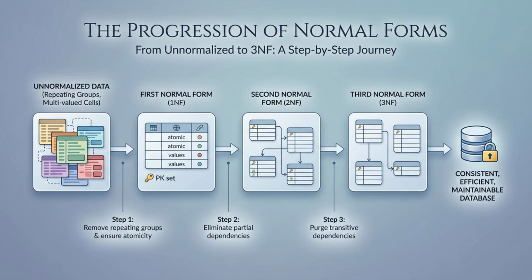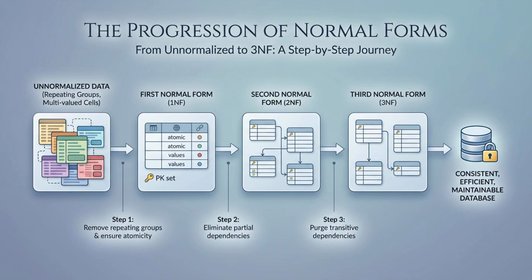Step 1 brings us to the first normal form, 1NF. Here, our primary goal is to ensure atomicity, meaning each cell contains only a single, indivisible value. We eliminate those repeating groups, effectively flattening our data into a more traditional table format, and establish a primary key set, the unique identifier for each record.